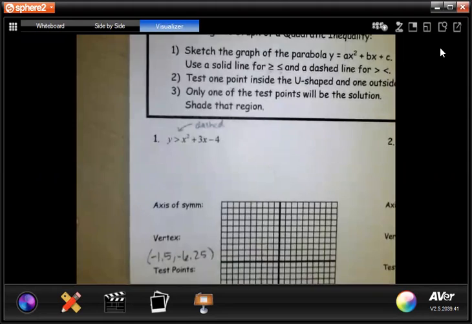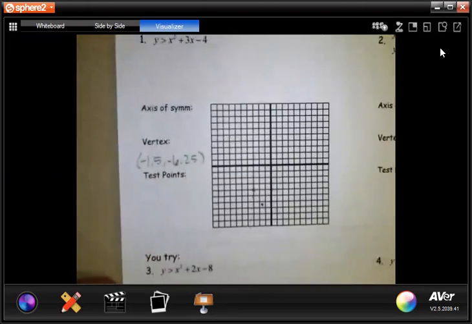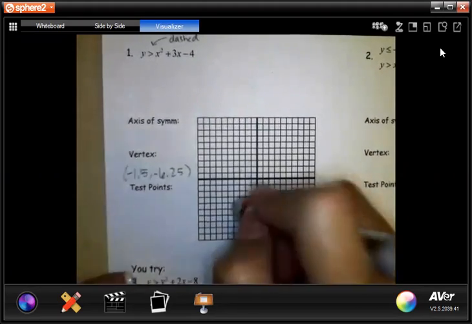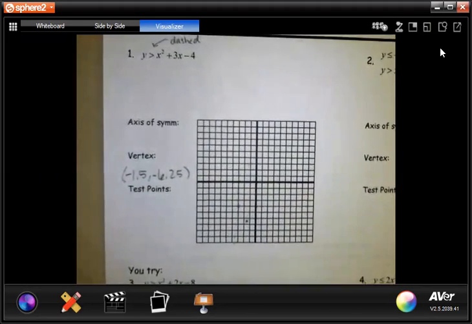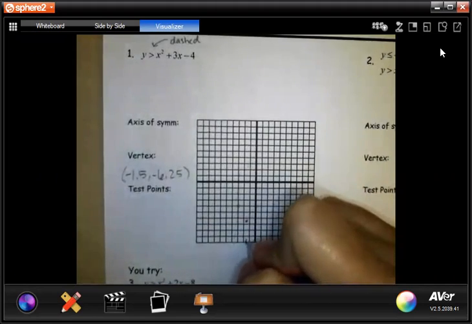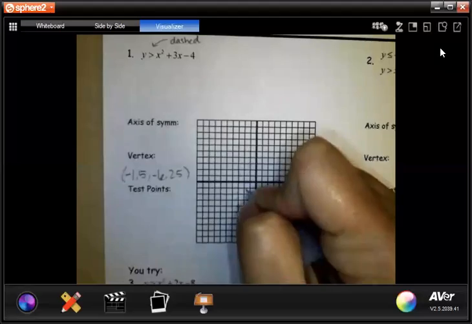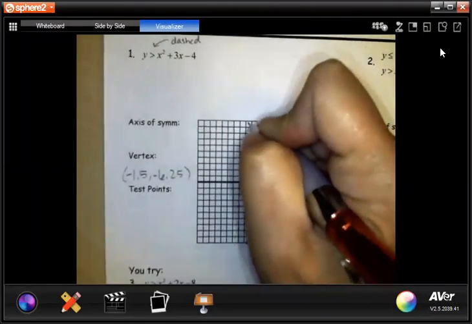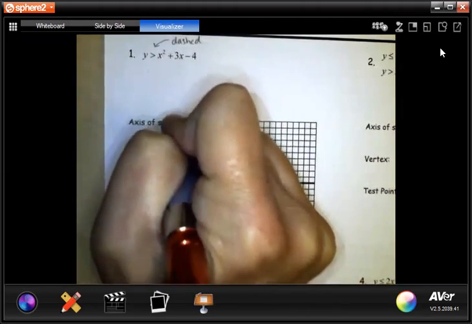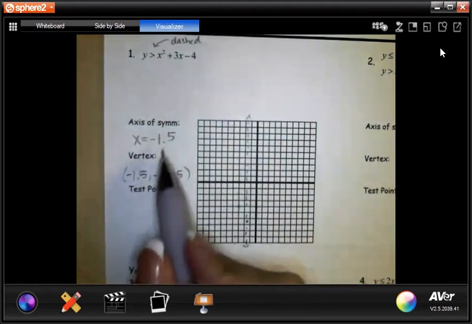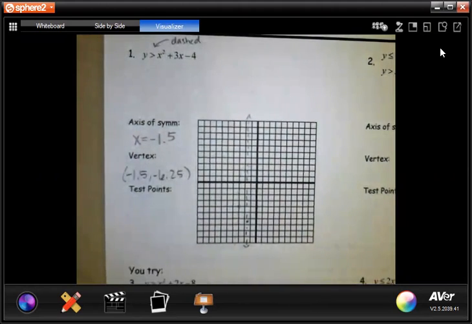So there is our vertex. I would go negative 1.5, negative 6.25, and there is my graph. Sorry about that, you can't see that. There's some extra markings here, let me remove. All right. So there is my vertex, and now we are going to find the axis of symmetry. Well, we know that goes right through the vertex, so I'm going to have my axis of symmetry here, just so that you guys can see that. And that is x equals negative 1.5. Notice that these are both the same. The axis of symmetry cuts right through that vertex.